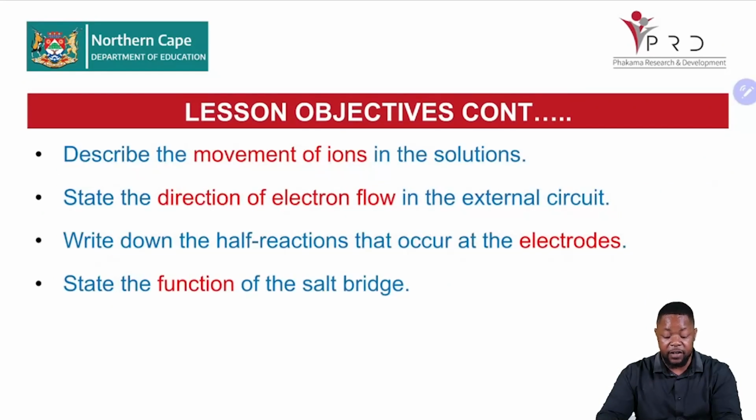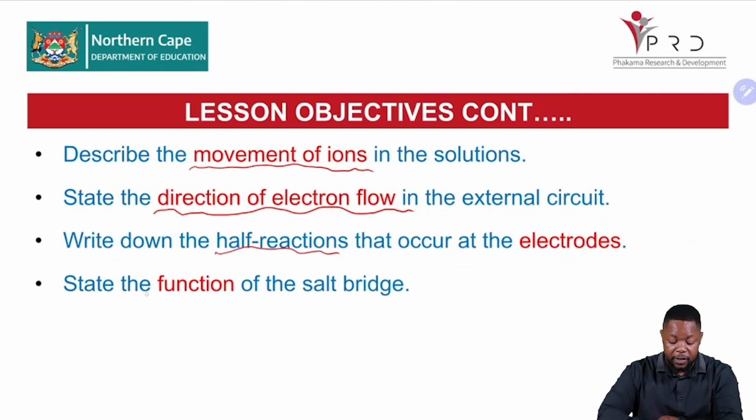We still continue with the lesson objectives. We need to be able to describe the movement of ions in the solution. We need to be able to state the direction of electron flow in the external circuit, and we need to be able to write down half reactions that occur at the electrodes. We also need to be able to state the function of the salt bridge as we are going to see it in the lesson. Very important.